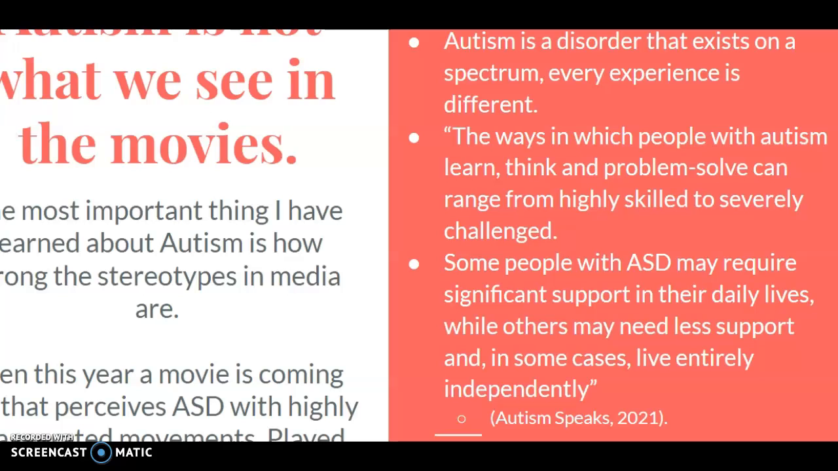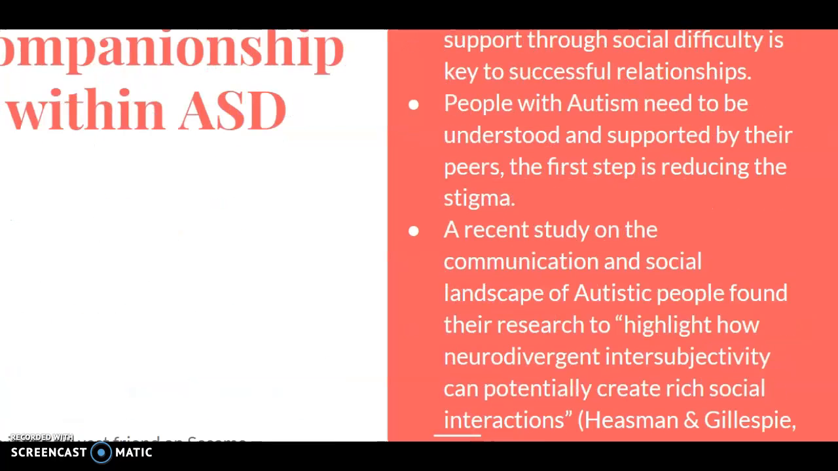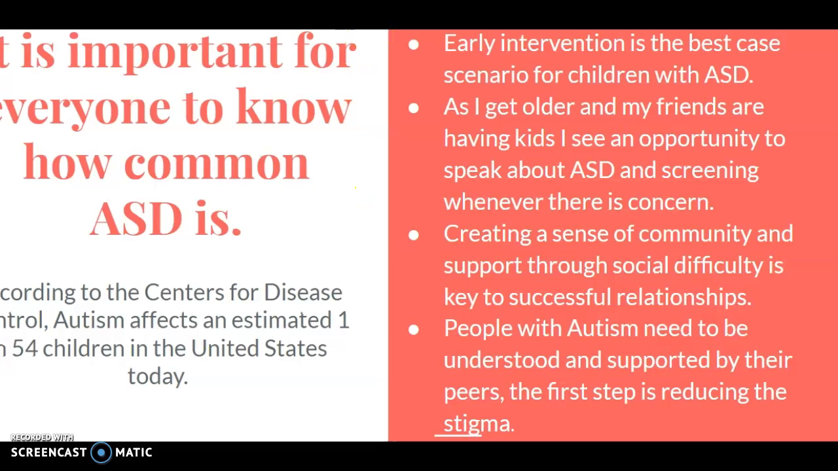Autism Speaks, this quote says, the way in which people with autism learn, think, and problem solve can range from highly skilled to severely challenged. Some people with autism spectrum disorder may require significant support in their daily lives, while others may need less support, and in some cases live entirely independently. So there's such varying degrees of autism spectrum that the media portrayal of one certain kind of autistic person is incredibly harmful.